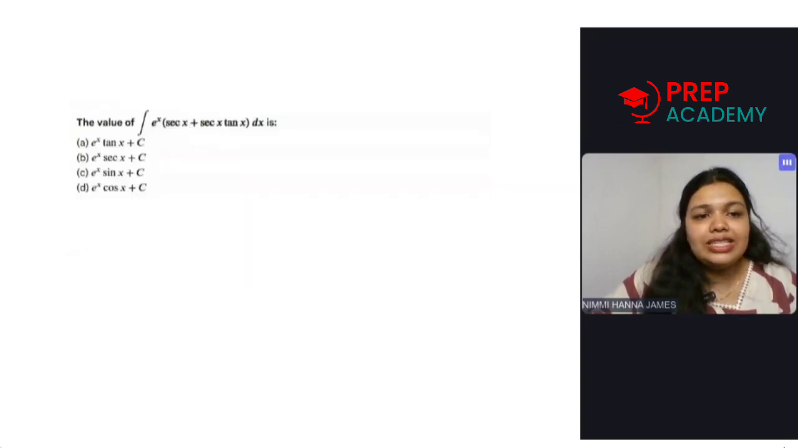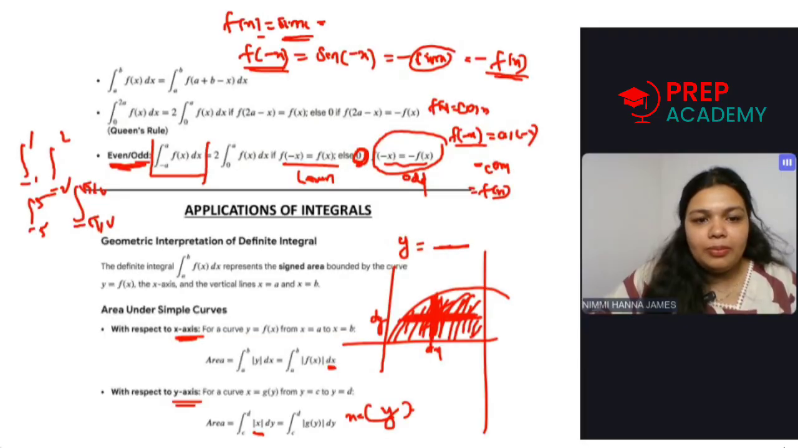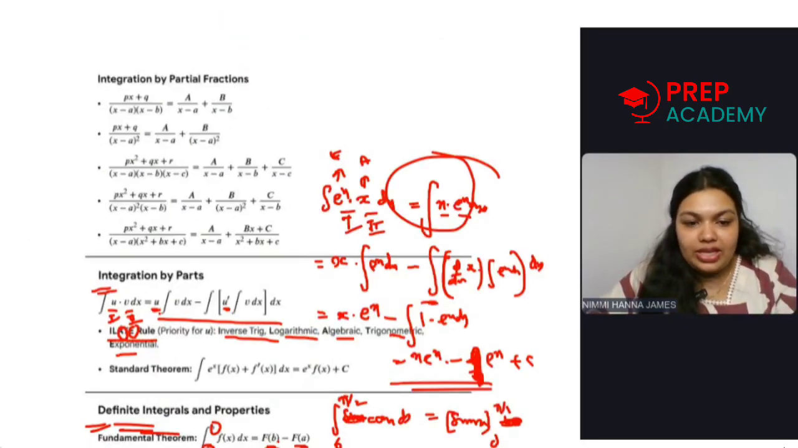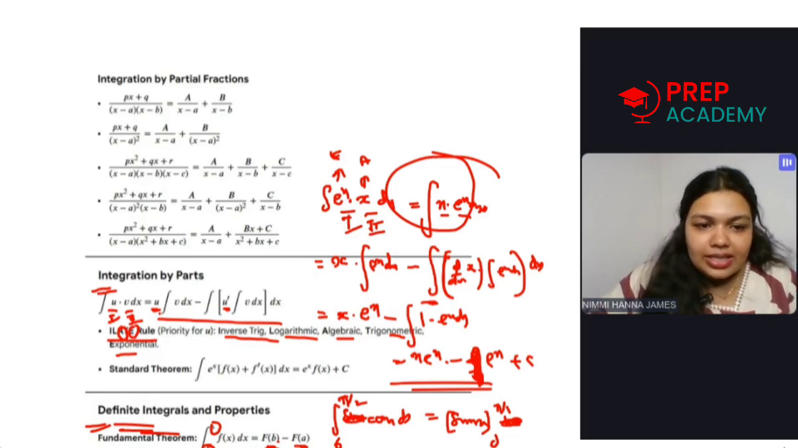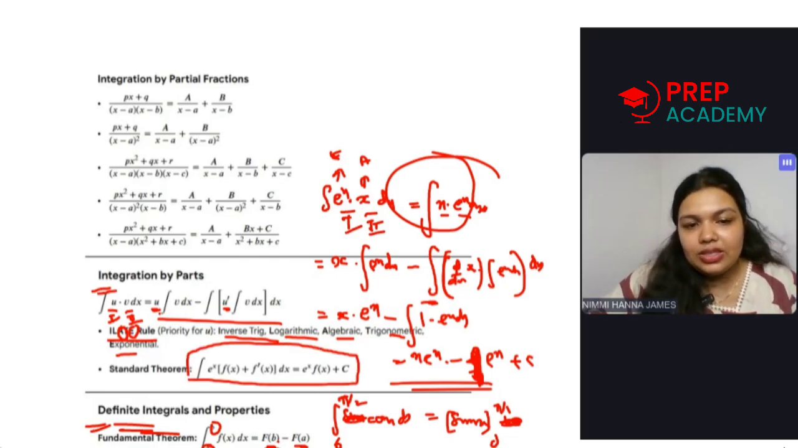Then the value of integral e raised to x into sec x plus sec x tan x dx. Here, while discussing integration by parts, we had something right here. Sorry, I missed it. This is what we are going to use. This is a question of the type integral e raised to x into f of x plus f dash of x dx is equal to e raised to x f of x plus c. This is a standard answer.